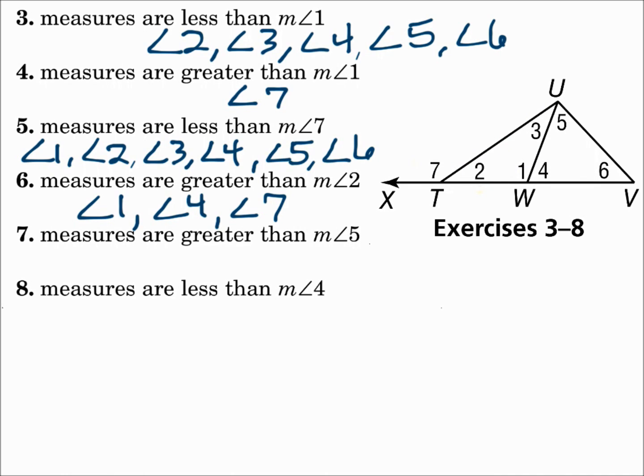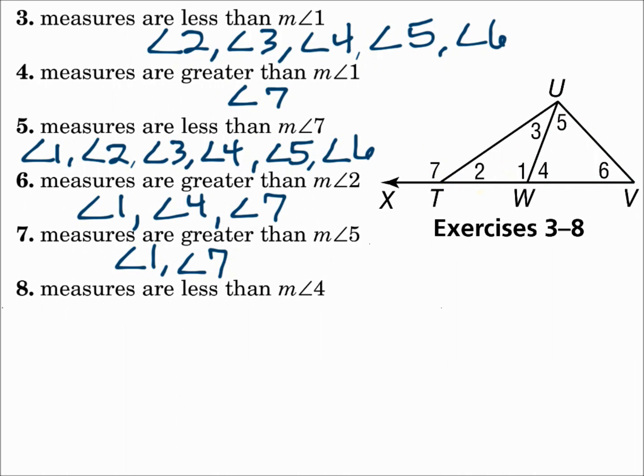Number 7, angles with measures greater than the measure of angle 5. Well, angle 5 is in this triangle, and angle 1 is an exterior angle when angle 5 is a remote interior angle. So we know angle 1 has a measure greater than angle 5. And since angle 5 is acute and angle 7 is obtuse, then angle 7's measure is greater as well. Angle 1 and angle 7 are the answer.